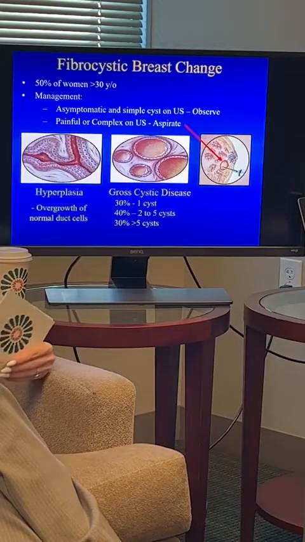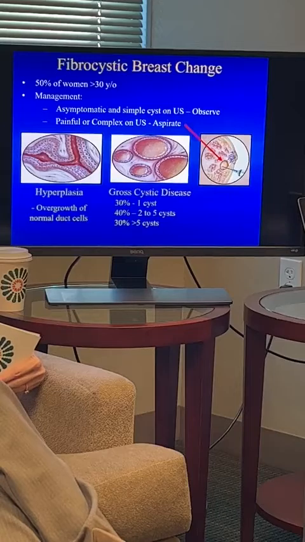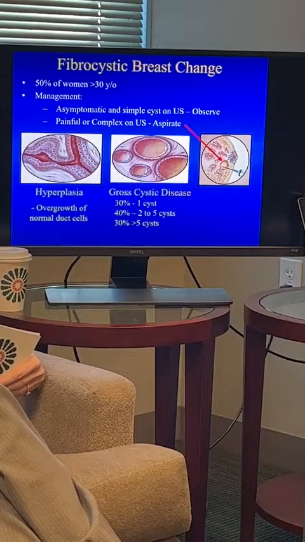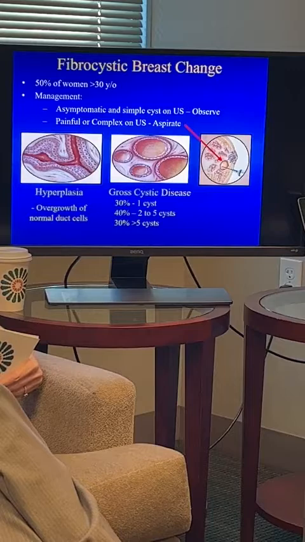Approximately 1/3 of patients will present with one cyst, about 1/3 will have multiple cysts, and 1/3 will have diffuse cysts involving both breasts. If a breast cyst is asymptomatic and demonstrated to be a simple cyst on ultrasound, it may be observed. If the cyst is painful or suspicious looking or complex, it should be aspirated, such as is the case in the picture on the right.